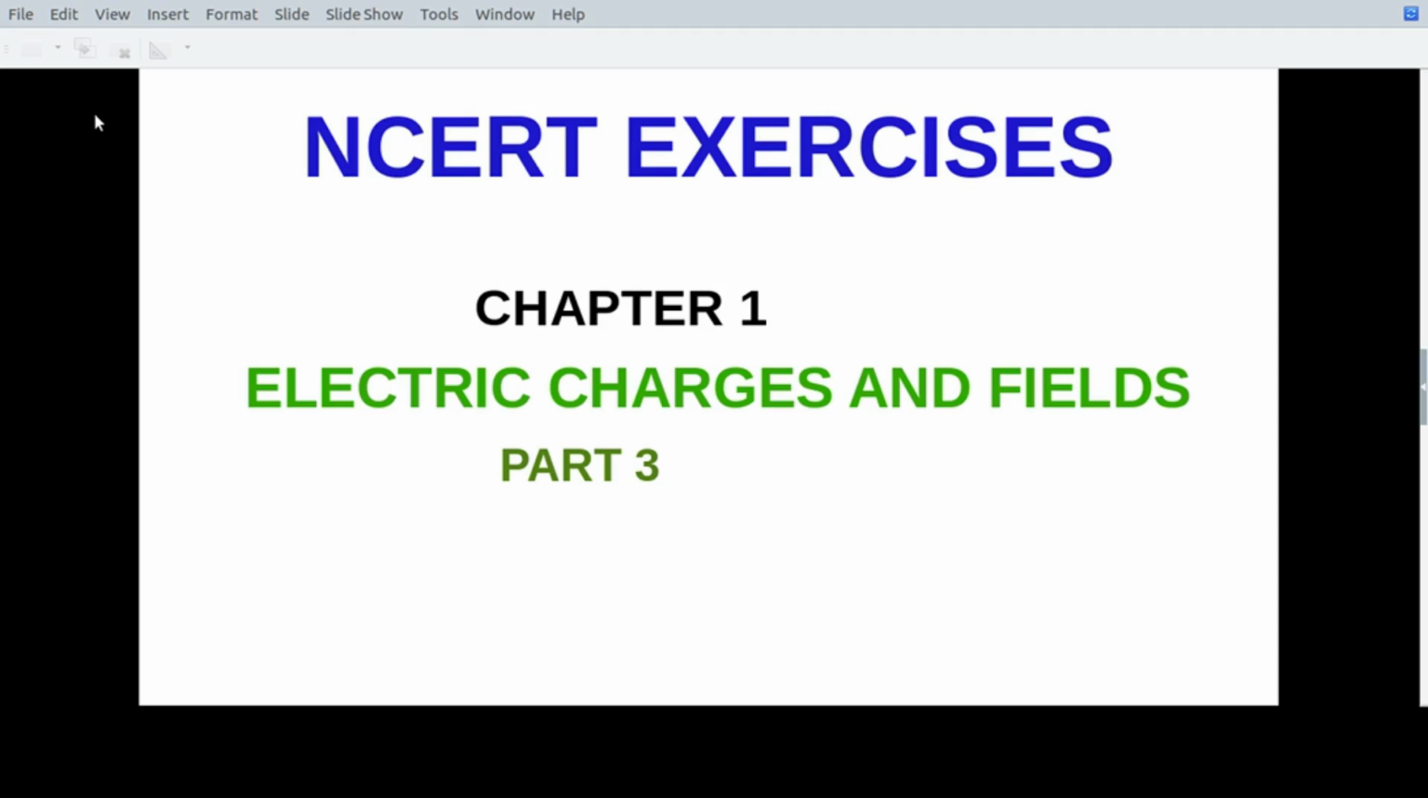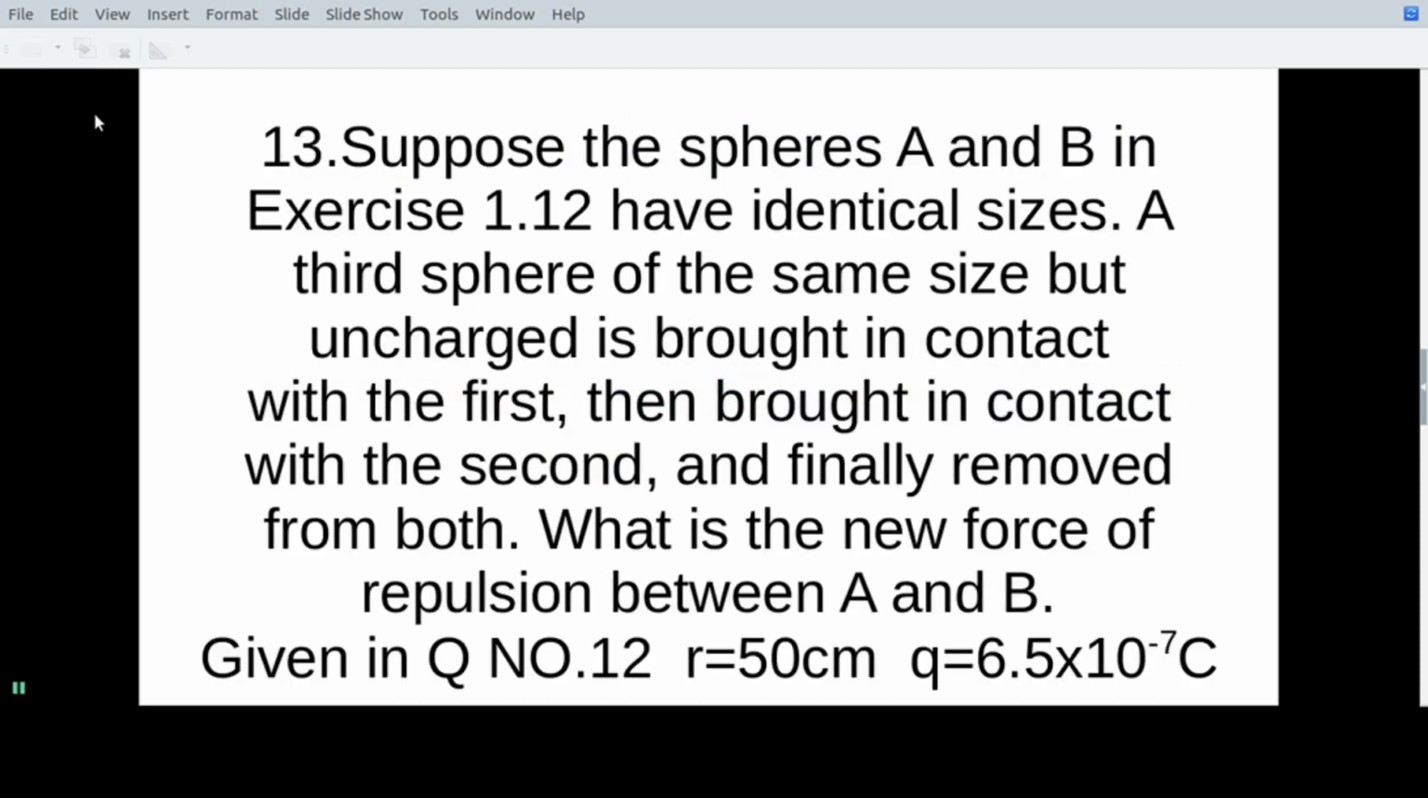In the last two sessions, we have solved 12 questions. Now we are going to consider the 13th question of our NCERT textbook. Suppose the spheres A and B in exercise 12 have identical sizes. A third sphere of the same size but uncharged is brought in contact with the first, then brought in contact with the second, and finally removed from both. What is the new force of repulsion between A and B?